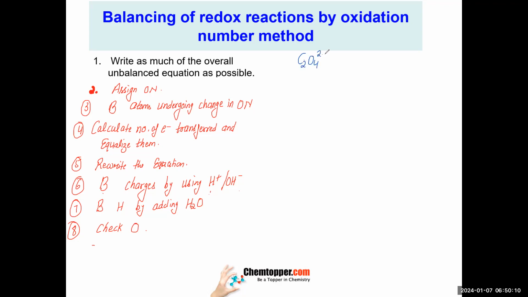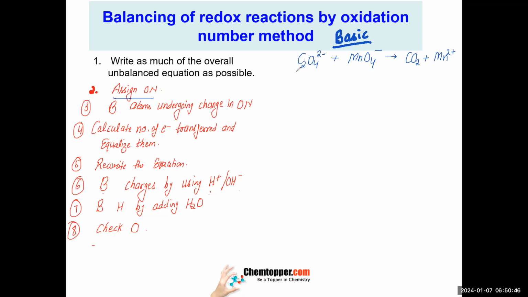C2O4 2 minus plus MnO4 minus. Initially, I wanted to give something else, but now I've decided this. This is the oxalate ion, giving you CO2 and Mn2 plus. Balance this equation in basic medium. Ready? Follow the rules. Rule number 1 done. Rule number 2, assign oxidation number.